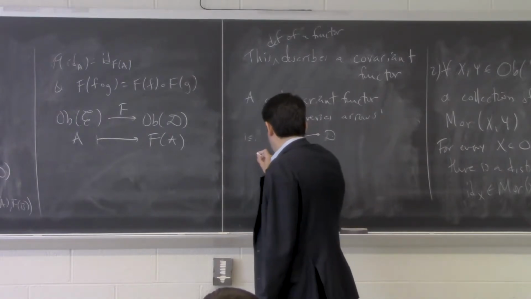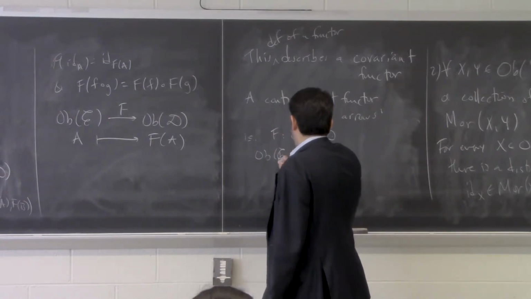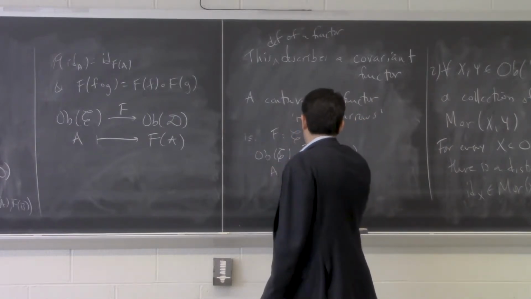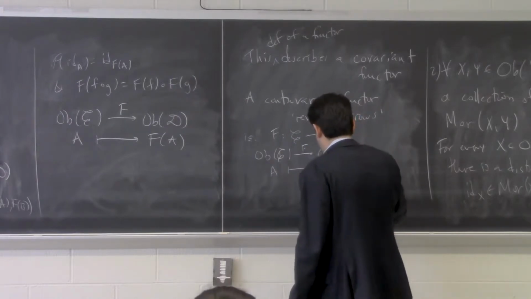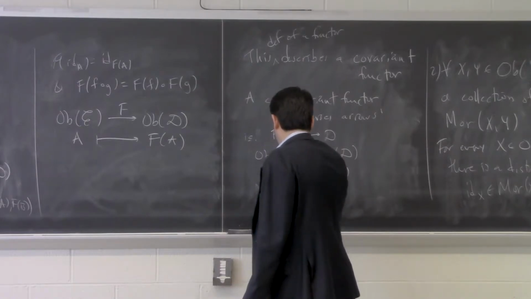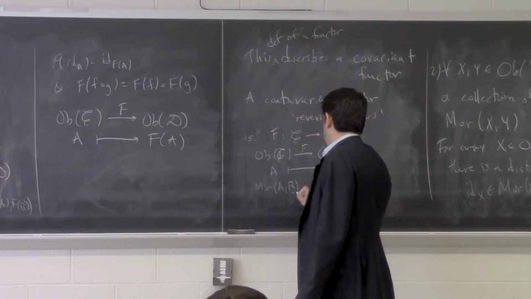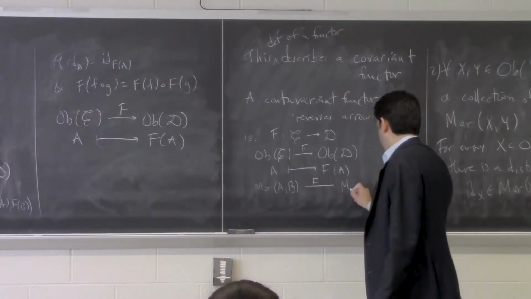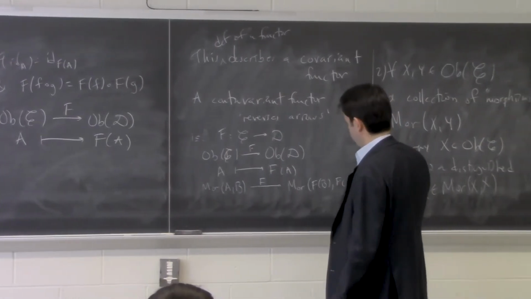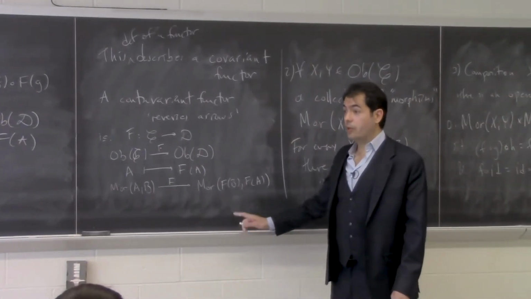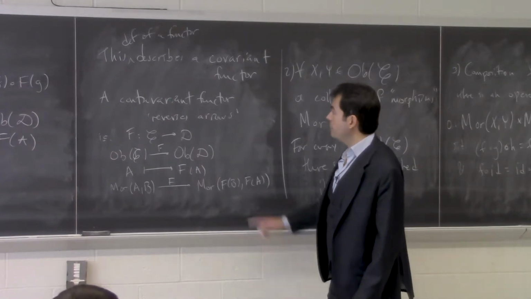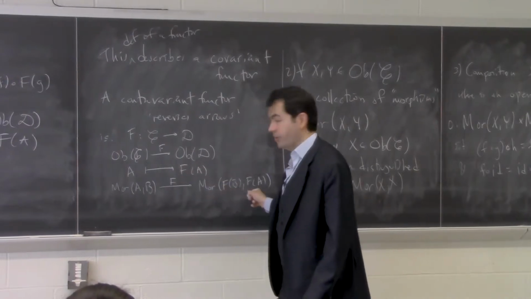meaning that I have a map between objects of C to objects of D. And what's different is that the morphisms between two objects get mapped by f to morphisms between f of B and f of A. So for contravariant, you should think dual. Is a contravariant functor not a functor? It is a functor. It's just a functor that reverses arrows.